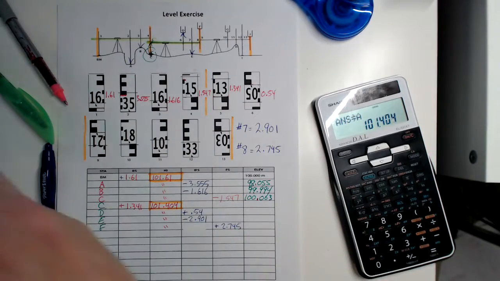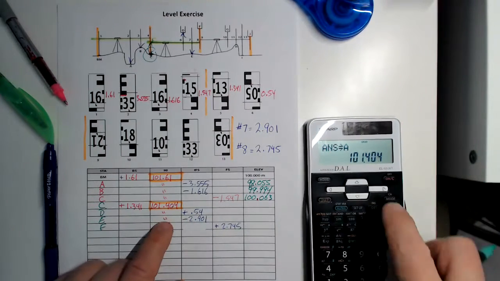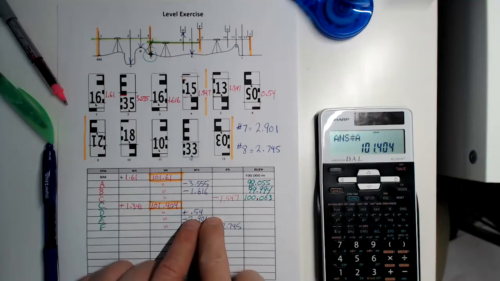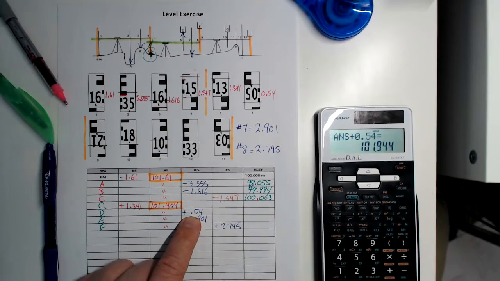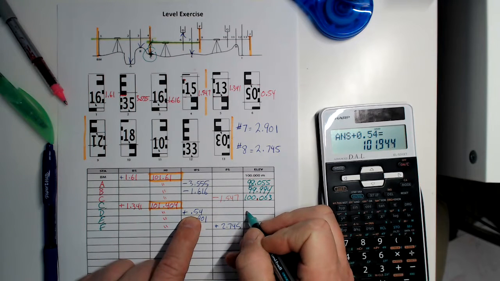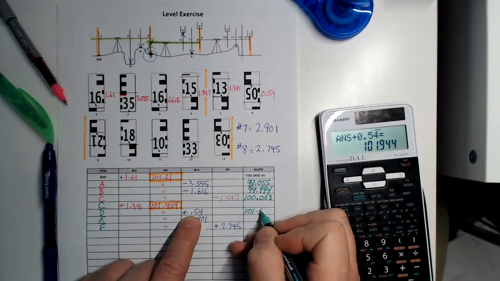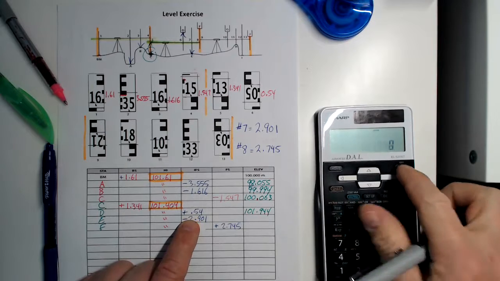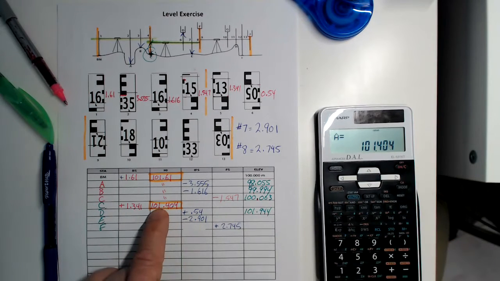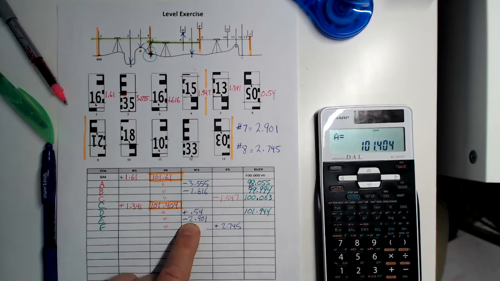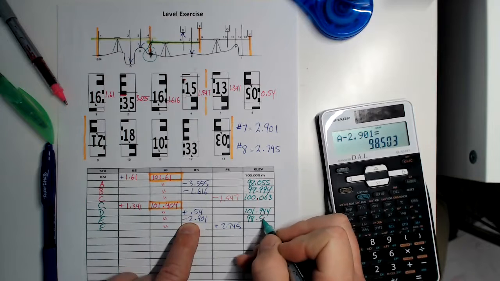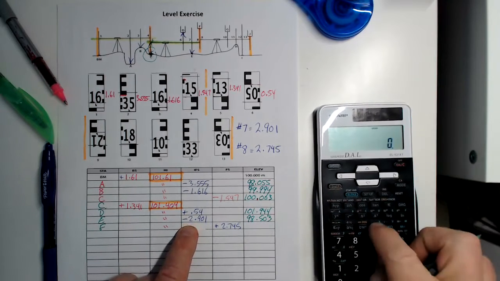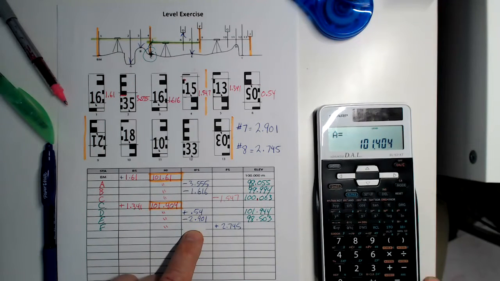So let's calculate some elevations. So we have the instrument height programmed in here. Our first station elevation will be a plus 0.54, which gives us an elevation of 101.944. We will recall our new instrument height again, and the next station is below, so it's a minus 2.901, which gives us a 98.503. We will recall our instrument height once again.